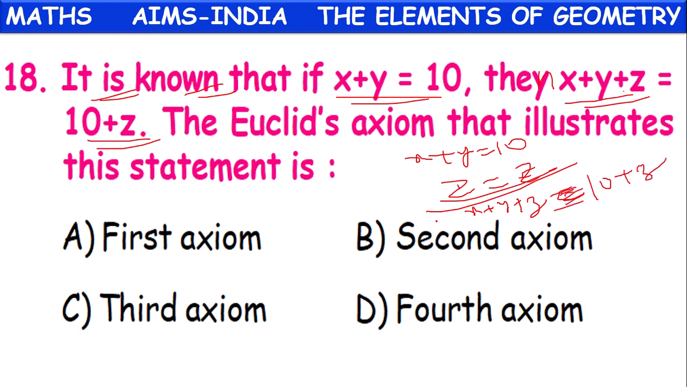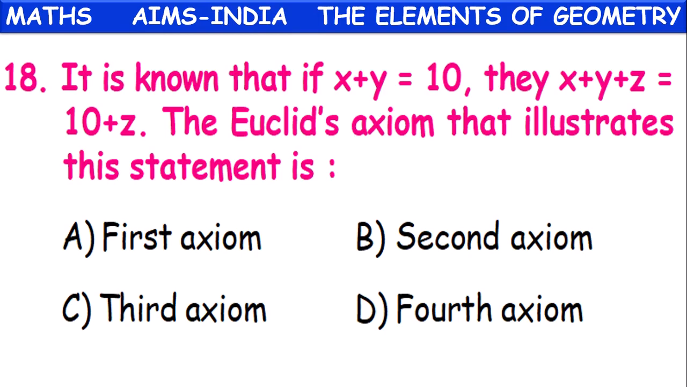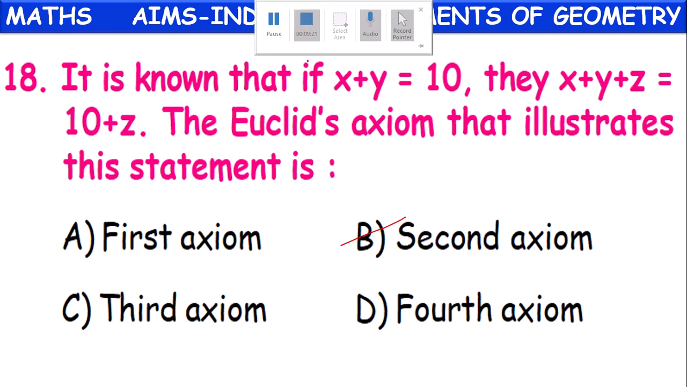So it is in which form? If equals are added to equals, then the wholes will be equal. This has been given in Euclid's second axiom.